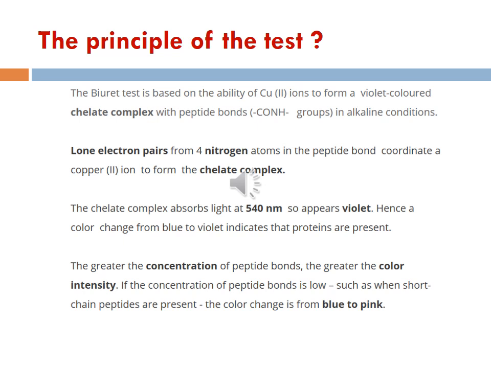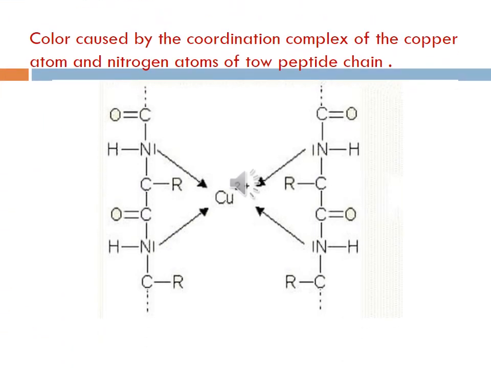So, this test can be used as both a qualitative and a quantitative aid. The greater the concentration of a protein or of peptide bonds in a solution, the greater the intensity and the deeper the color will be. Here, as you see in the chelate complex, the electron pair of a nitrogen atom of a peptide bond will coordinate with a copper ion to form this colored complex.